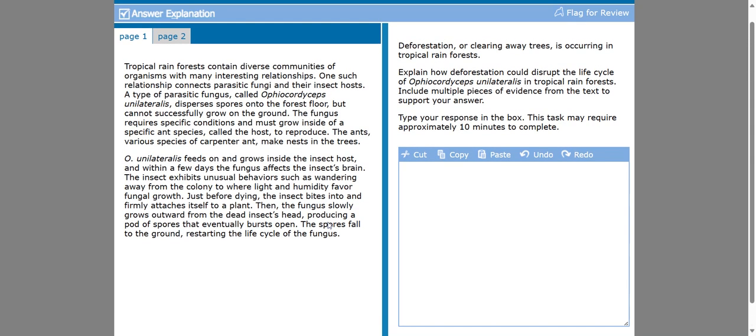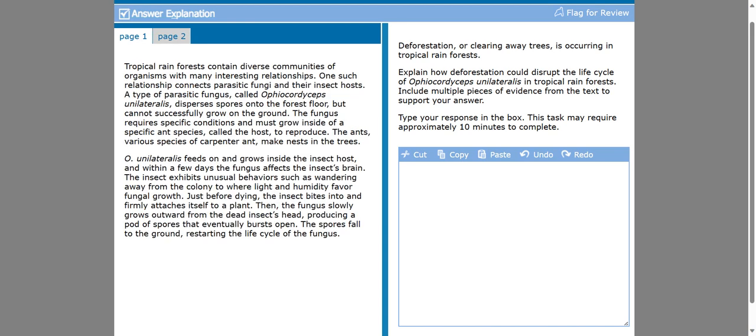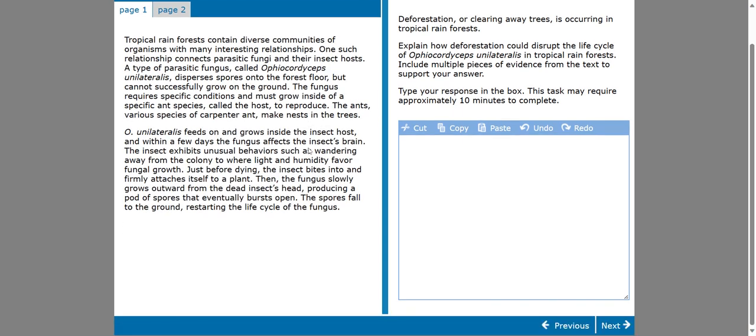This next question is the science-based question where you have to respond with a written response. And so we will do this particular response in a separate video, only because it says this task may require approximately 10 minutes to complete. And so I'd like to move on to the next question, but I can tell you that we will be reading this particular passage and then responding to it in 10 minutes.